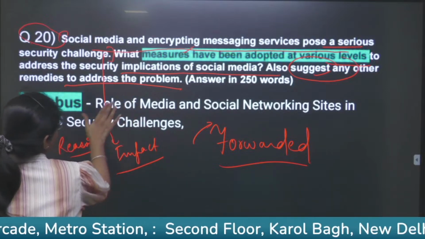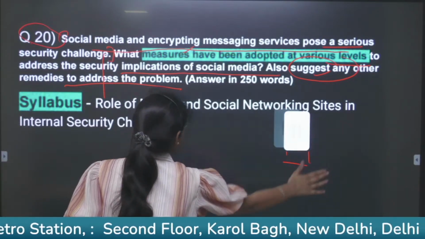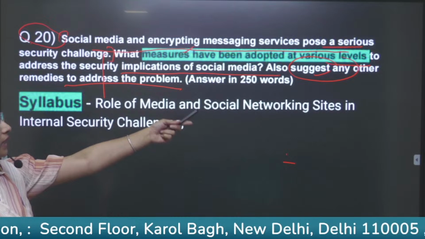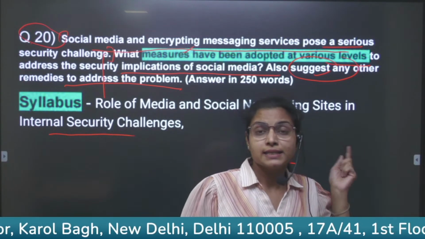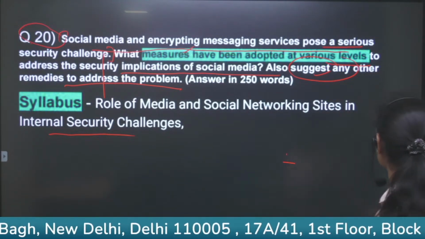And now let me tell you which syllabus topic you can relate it with: role of media and social networking sites in internal security challenges. So this is the syllabus line with which you can relate it.